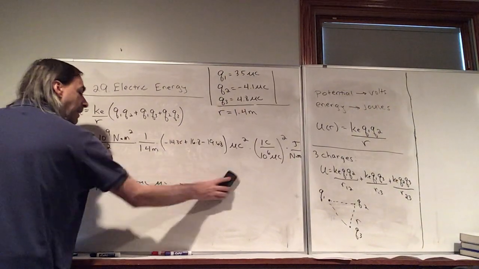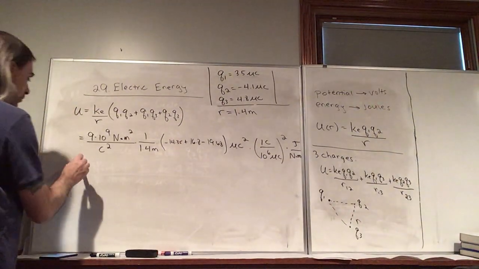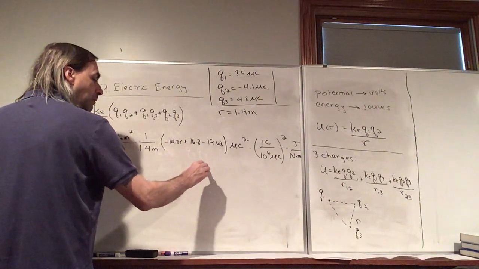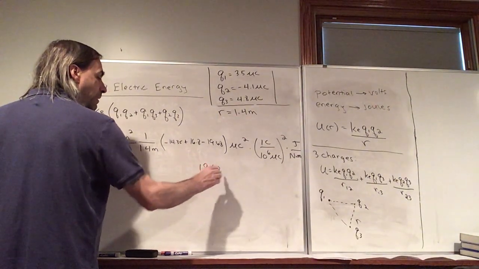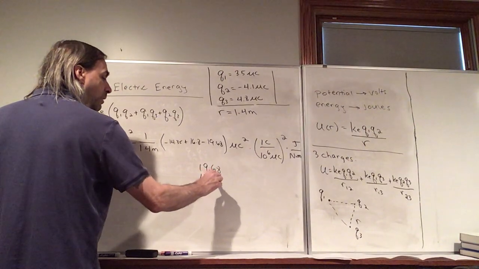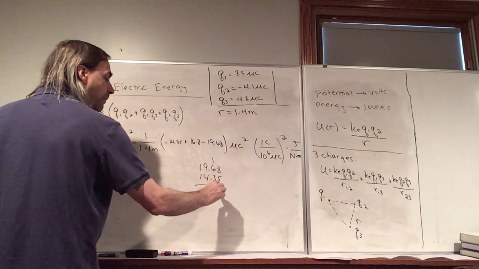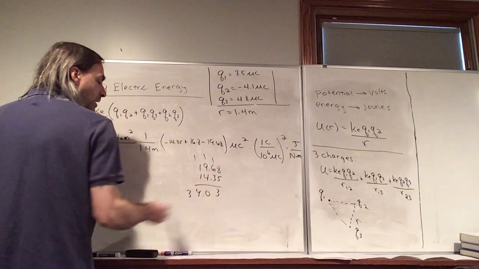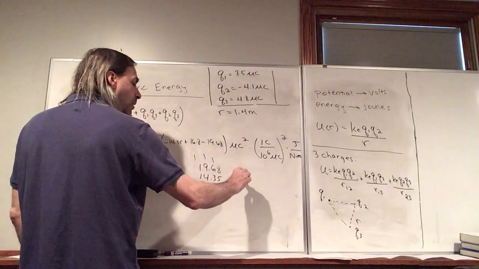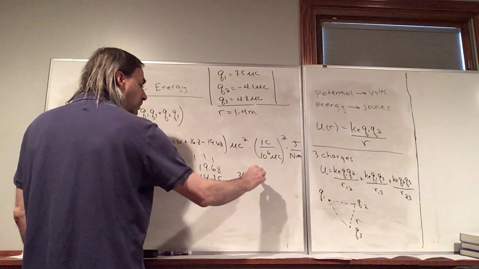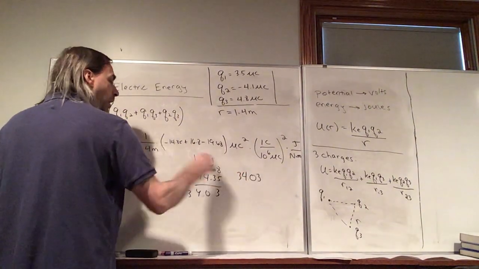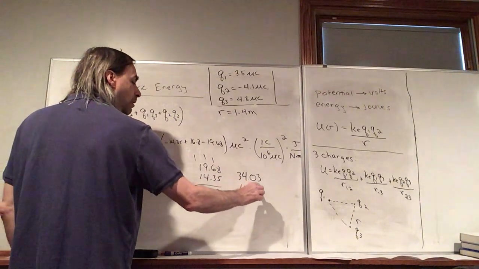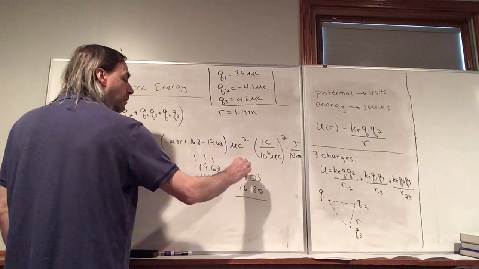So now let's look at the actual numbers. Here we've got 19.68 and 14.35. That's 34.03. And 16.8 is the opposite sign. So let's subtract those.